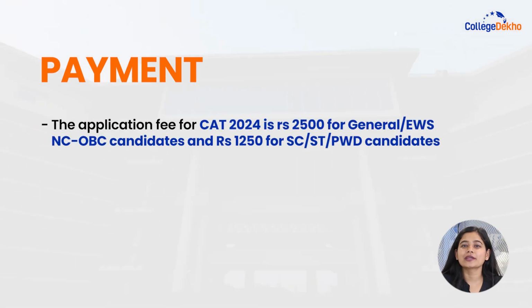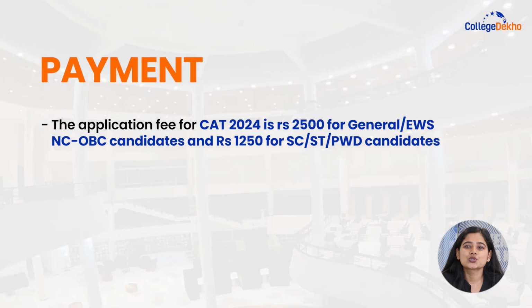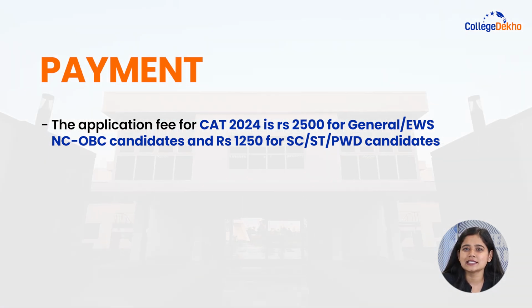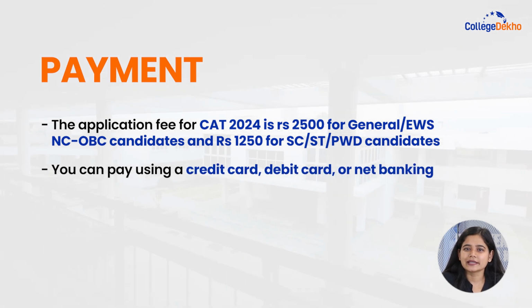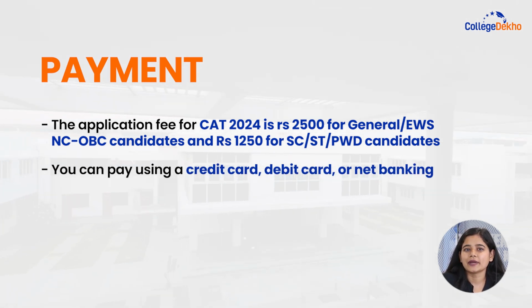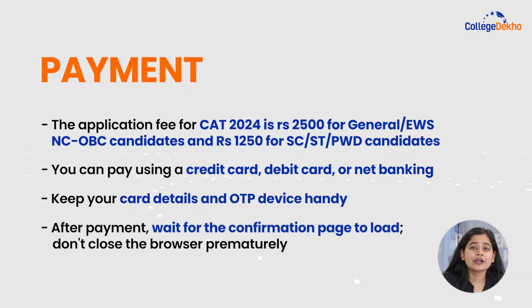The application fee for CAT 2024 is rupees 2500 for General, EWS, and NC OBC candidates and rupees 1250 for SC, ST, and PWD candidates. You can pay using a credit card, debit card or net banking. Keep your card details and OTP device handy. After payment, wait for the confirmation page to load. Don't close the browser prematurely.